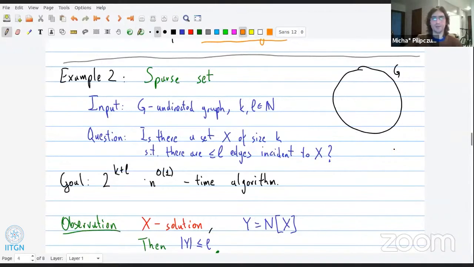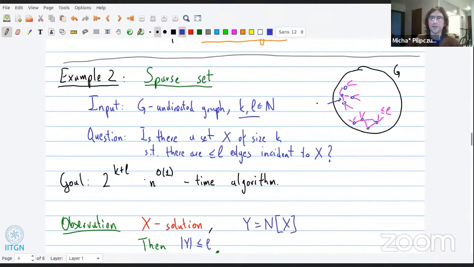Okay, good. I see some +1s. We can go further. So my second example after the k-path problem will be called sparse set. I'm not sure if this is a canonical name, but let's live with it. The input is an undirected graph and two integers, k and l. And I ask whether I can find k vertices in my graph, so that the total number of edges that have at least one endpoint among the chosen vertices is at most l.